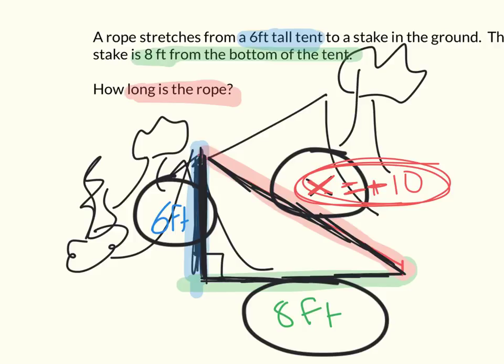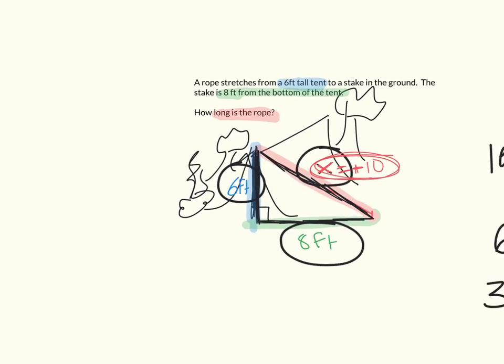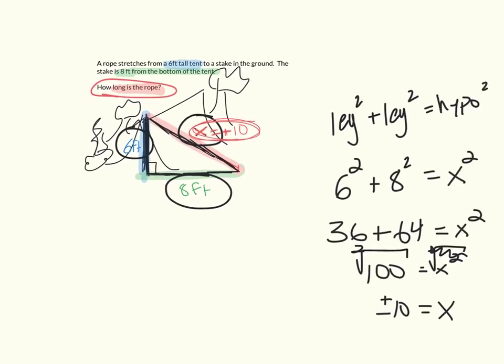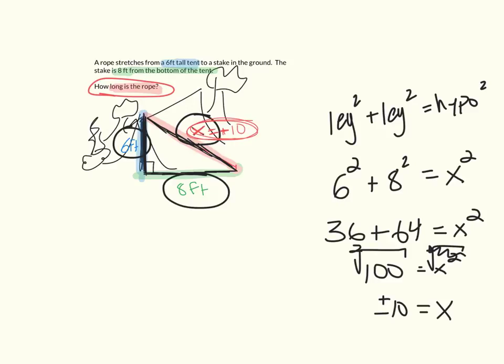Now, I'm not done. Even though I've written the answer out in my triangle, this question was asked to me as a sentence. So I need to spend the extra time and actually write the answer. The rope is 10 feet long. Anytime the question's a sentence, the answer needs to be written as a sentence. All right, let's do the next problem.